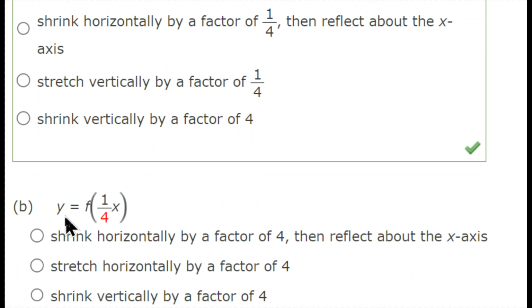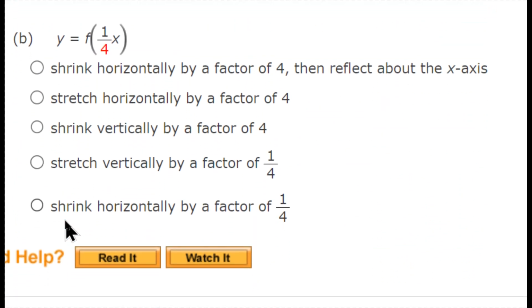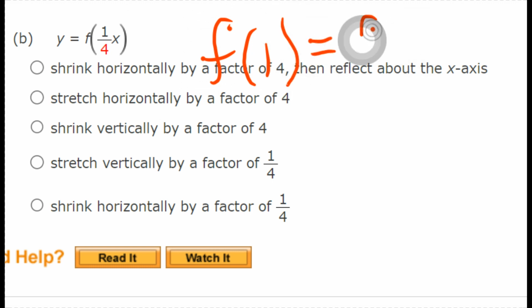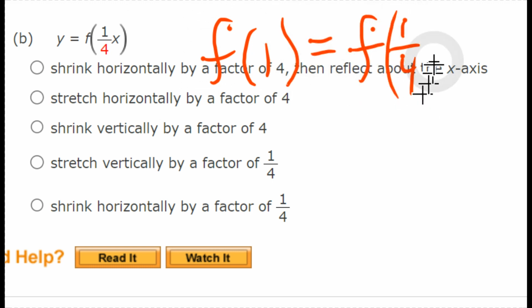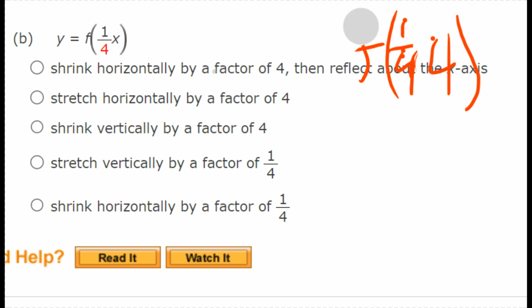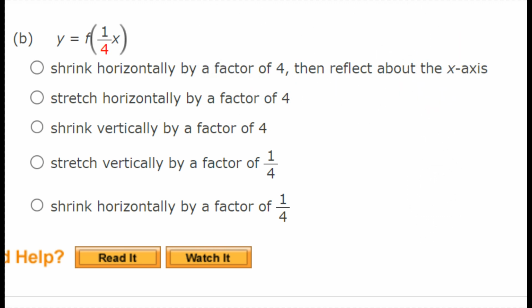All right, doing great. And then the 1/4 x, well, now it's easy to see. If I'm talking about f of 1, then f of 1/4 times something, for them to be the same y value, that something would have to be a 4. So it's going to stretch horizontally by a factor of 4.